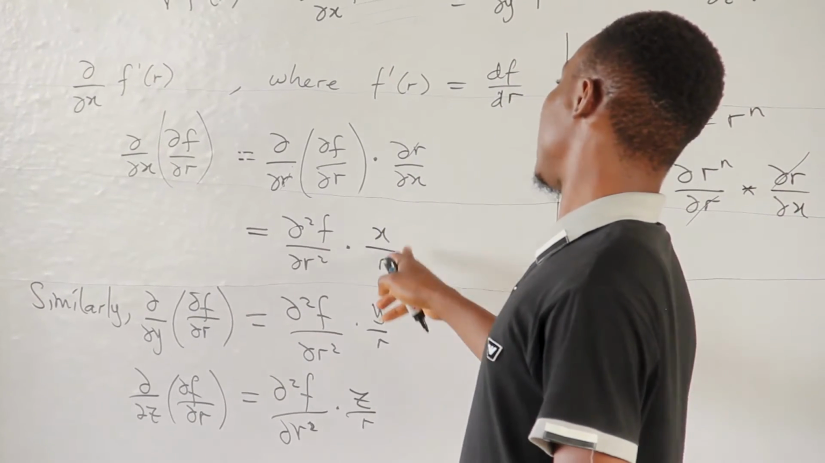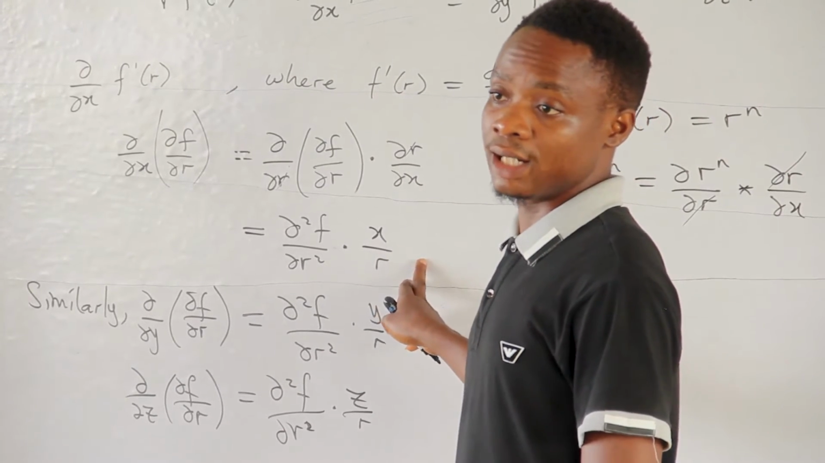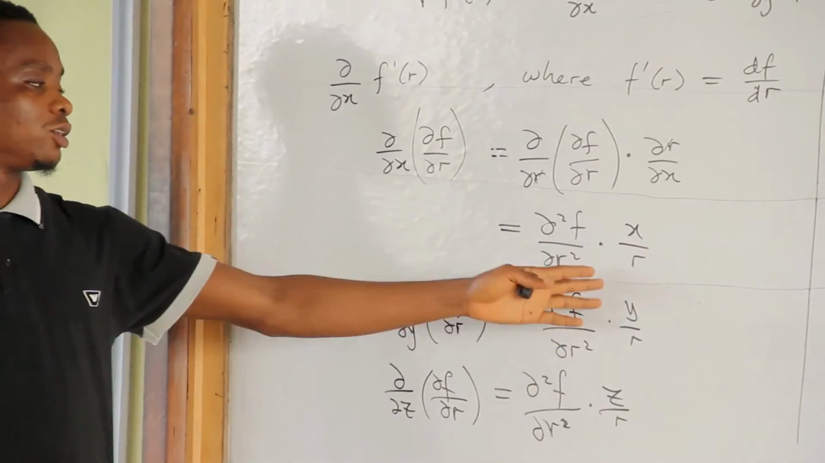So what is del r del x? We've done this in the past. It is x over r. Is it clear? So that's how we think about that. We do something similar for the others. We're going to have all of this.